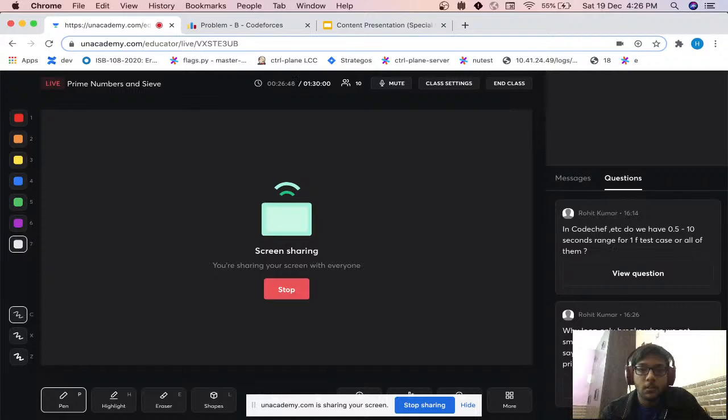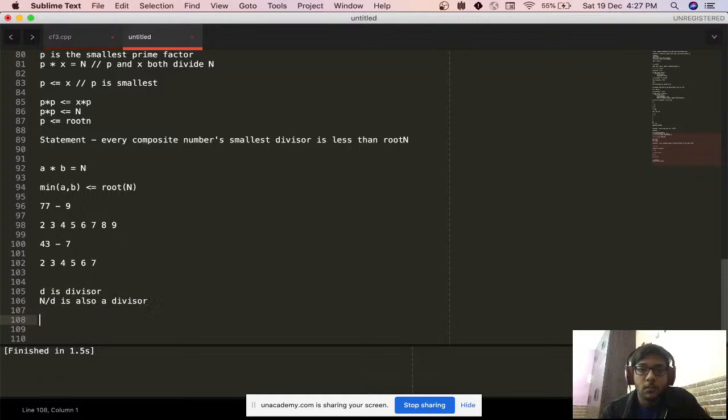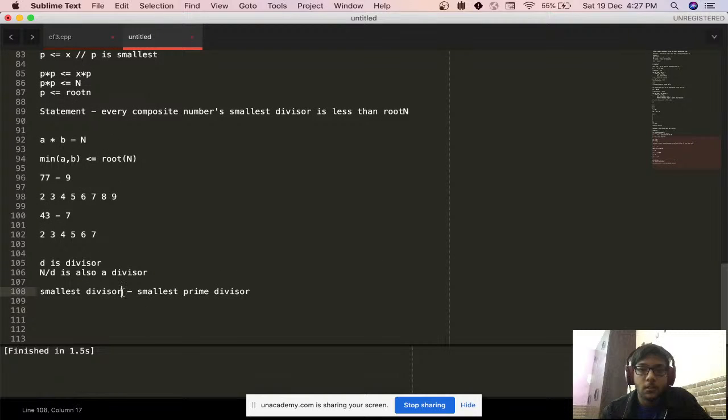Rohit also asks why the loop only breaks when we get the smallest prime divisor. Why can't we say only smallest divisor? Yes, that's a good question. I would say this is a very good question from a conceptual point of view. He says it should be the smallest divisor, the loop breaks when we get the smallest divisor. So smallest divisor and smallest prime divisor are the same thing. Why? Because let's say we have a smallest divisor and it's not a prime. What I'm trying to say is that the smallest divisor will always be a prime. So let me show you how.